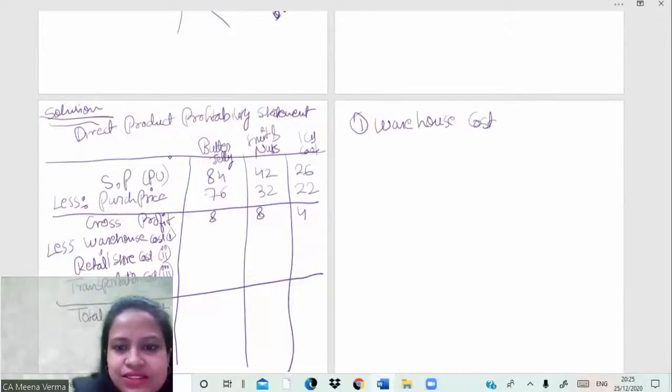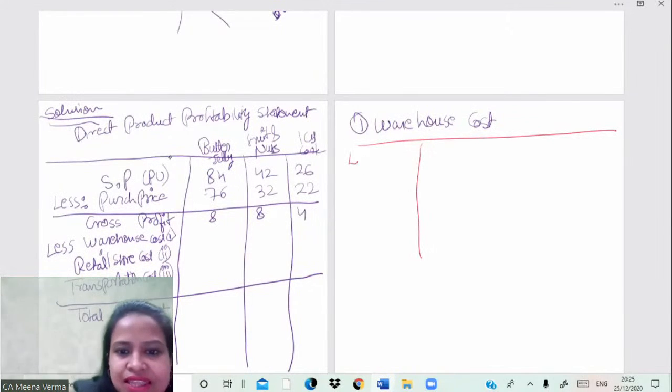Okay, now let us consider. We have here three costs. One is labor and staff cost. Another one is refrigeration cost.